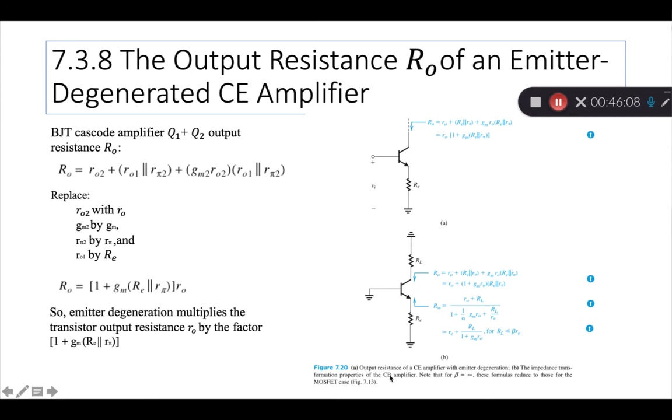Okay, so output resistance of CE amplifier with emitter degeneration. The impedance transformation properties of the CB amplifier are shown here. These formulas reduce to those for the MOSFET case. All right, that's all for this section 7.3, and in my next recording we'll do some problems related to this.